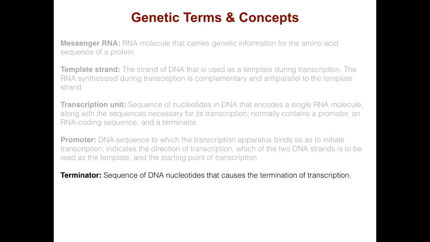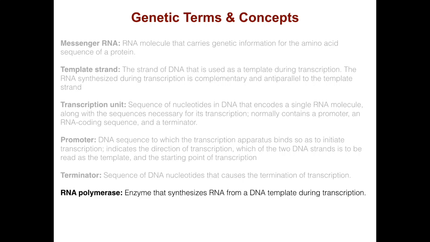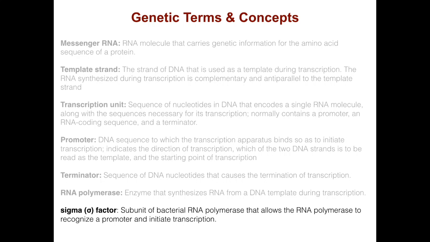Terminator: sequence of DNA nucleotides that causes the termination of transcription. RNA polymerase: enzyme that synthesizes RNA from a DNA template during transcription. Sigma factor: subunit of bacterial RNA polymerase that allows the RNA polymerase to recognize a promoter and initiate transcription.